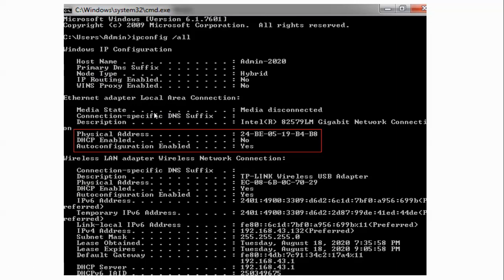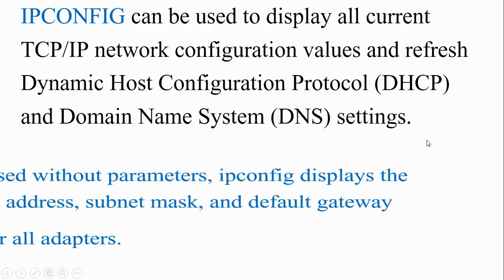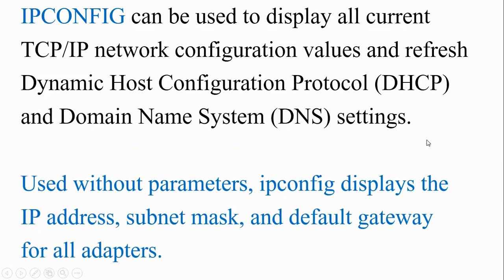So ipconfig can be used to display all current TCP/IP network configuration values and refresh Dynamic Host Configuration Protocol, that is known as DHCP, and Domain Name System, DNS, settings. Very simple. Used without parameters, ipconfig displays the IP address, subnet mask, and default gateway for all adapters. So just now I showed you the same thing.